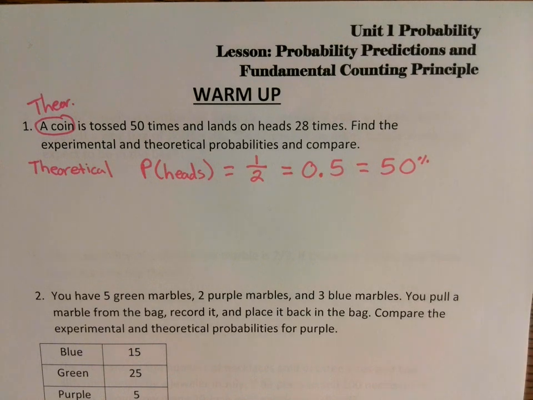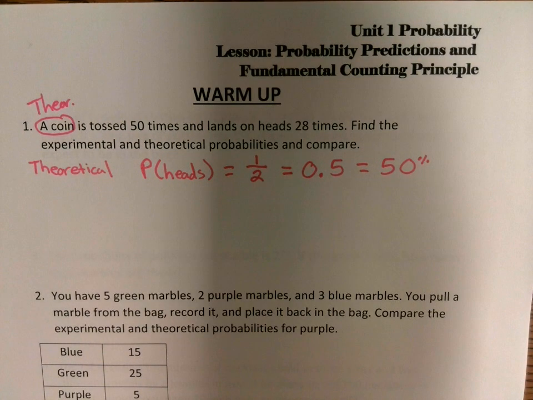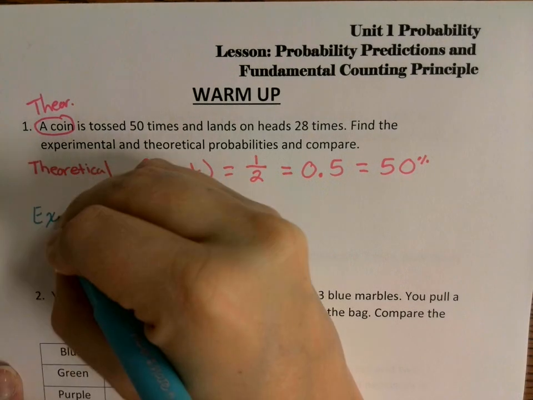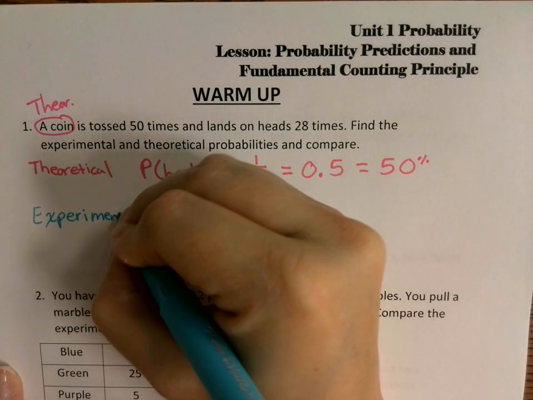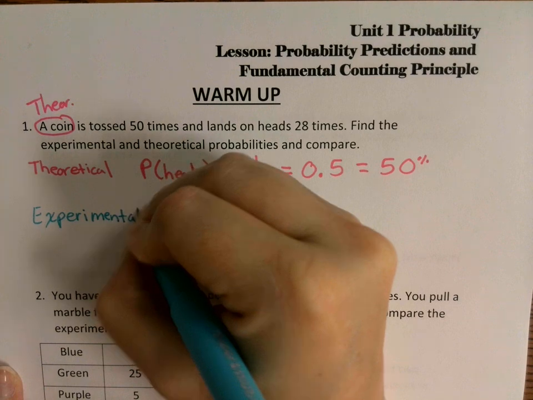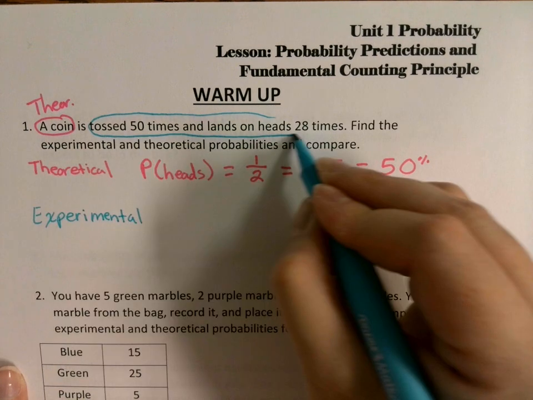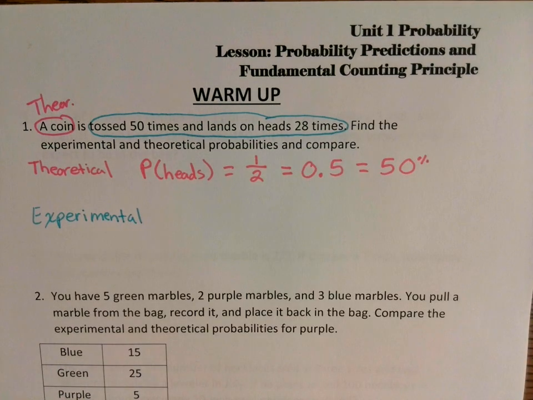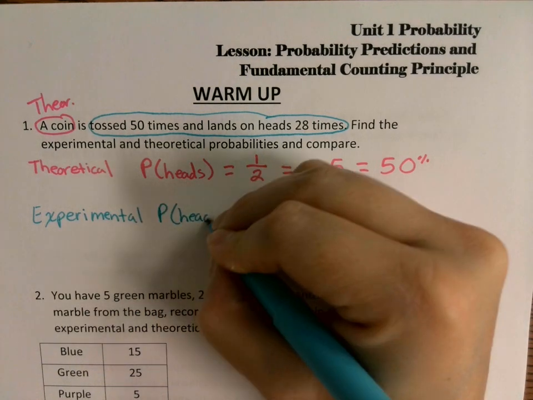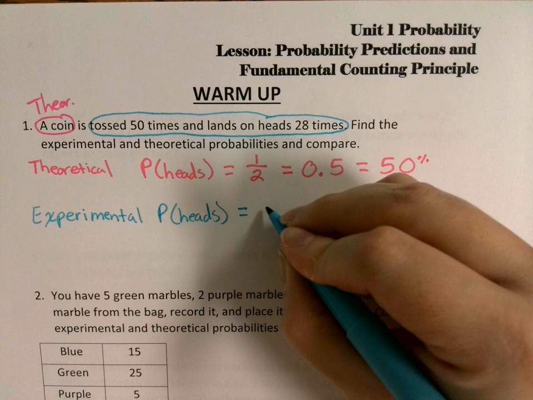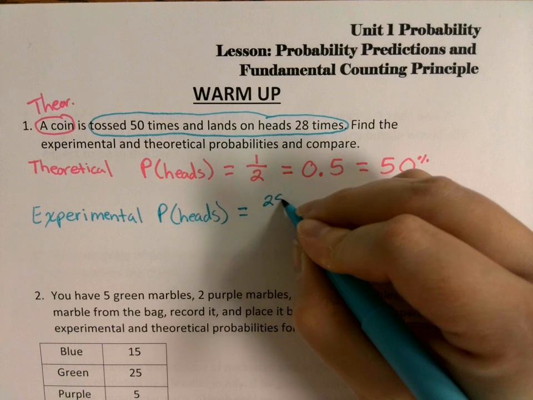The experimental probability is based off of the experiment that happened, meaning that there had to be action. So the action is right here. It was tossed. Tossed is an action. It's a verb, right? So our experimental probability that the coin is going to land on heads is 28 times out of 50 trials. 28 times that it landed on heads out of 50 trials.